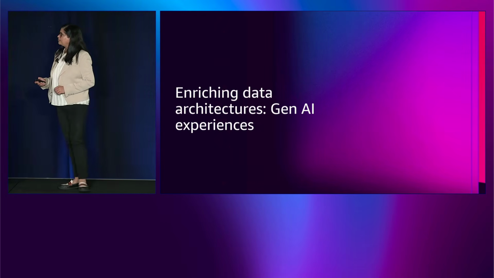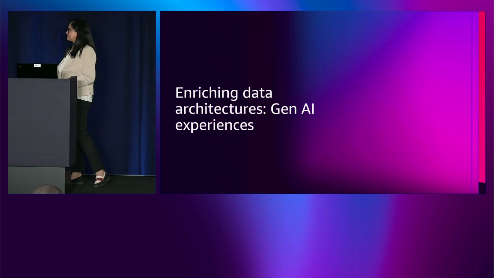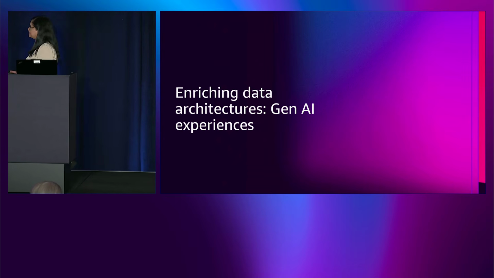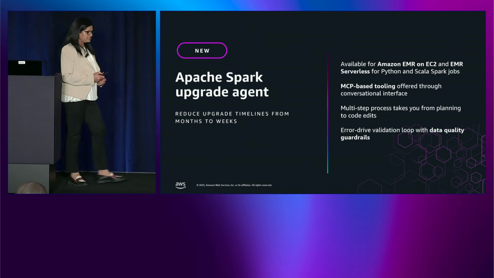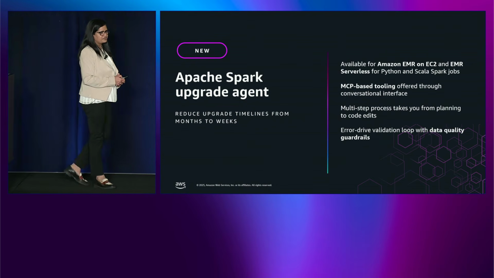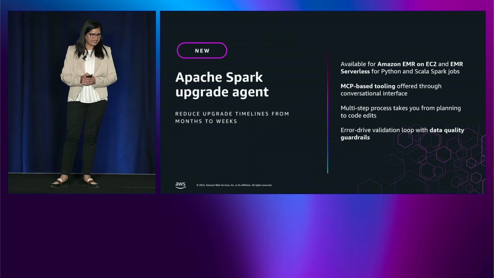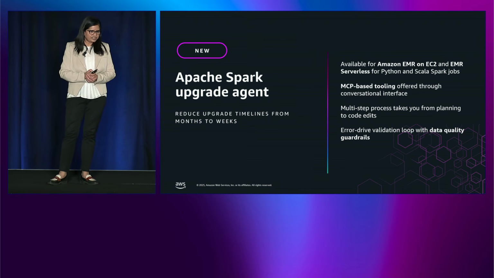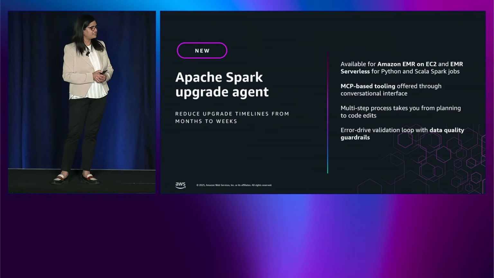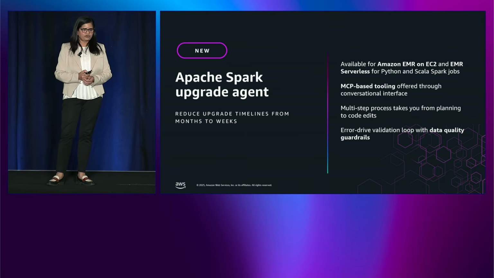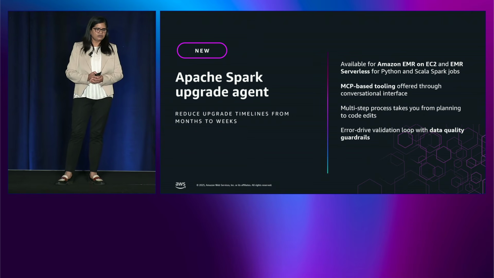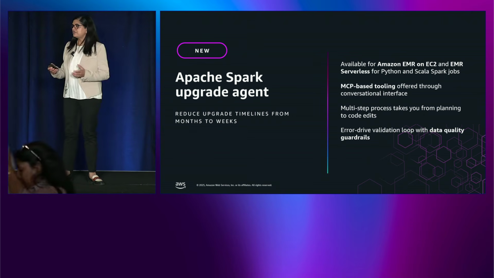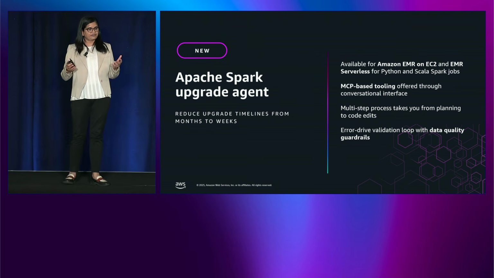So let me talk a little bit about enriching your data architectures with Gen AI experience as well. So in this area, we have introduced Spark Upgrade Agent, which is a new feature that is available on EMR on EC2 and Serverless for Python and Scala Spark jobs. It uses MCP-based tooling through a conversational interface to upgrade your Spark from, let's say, 2.4 to 3.5.